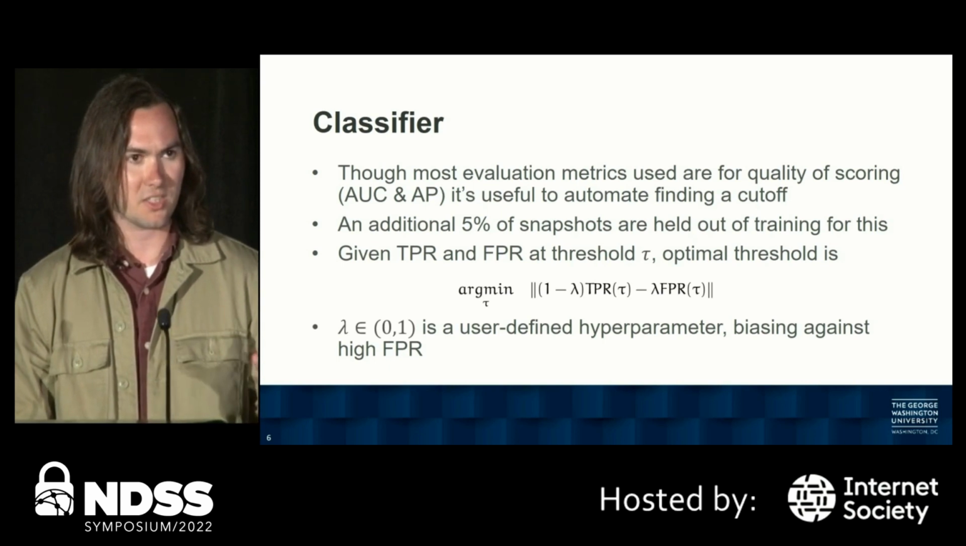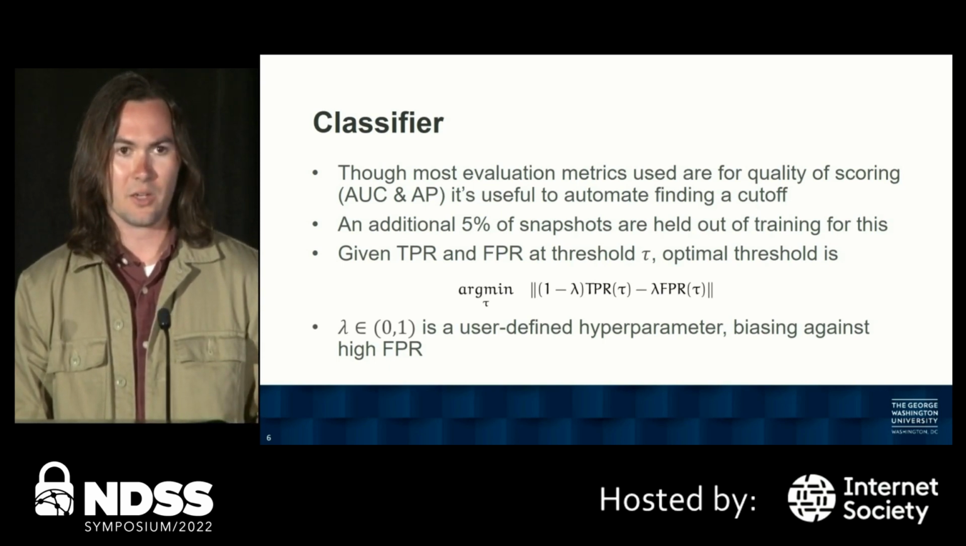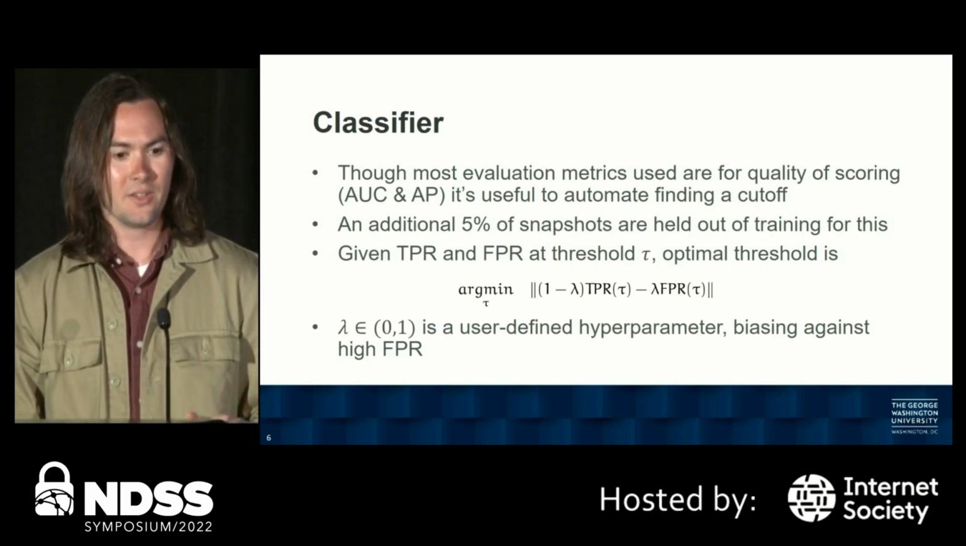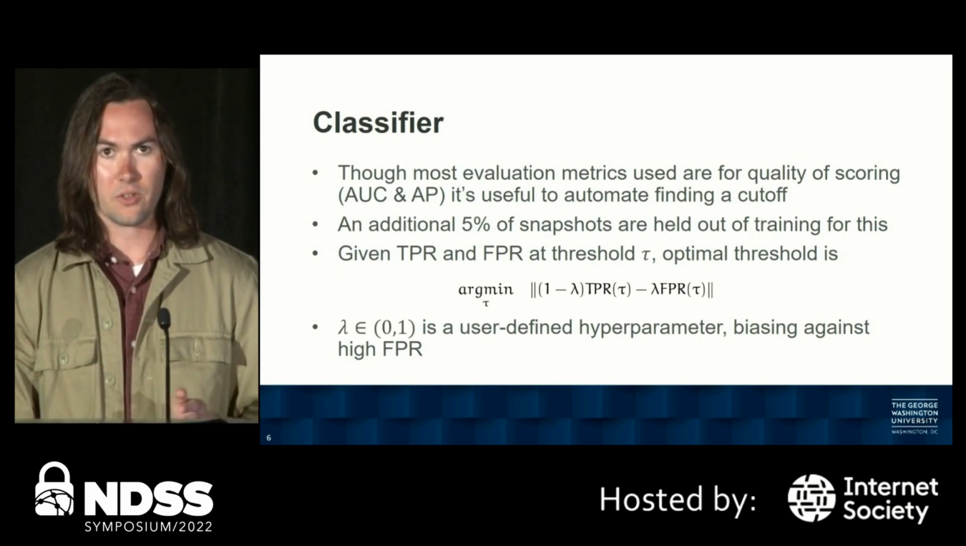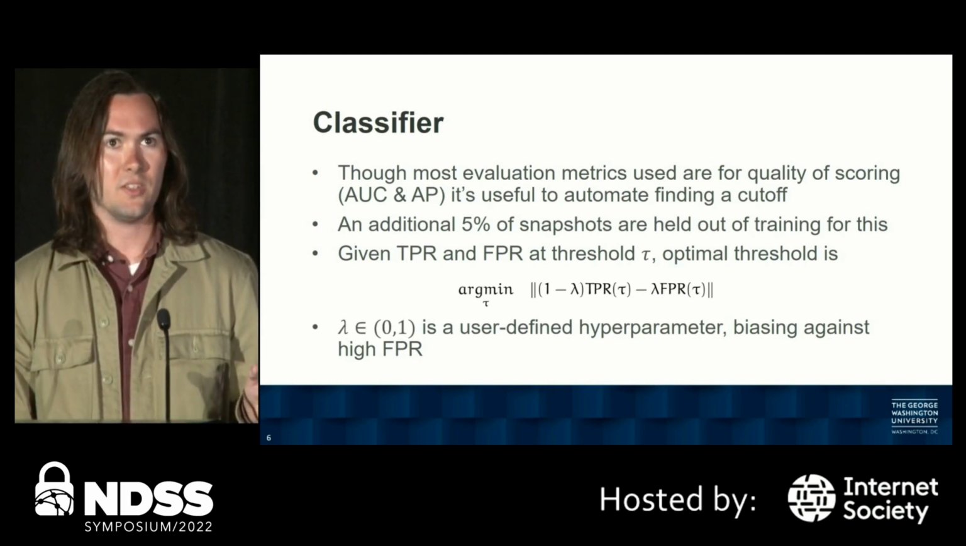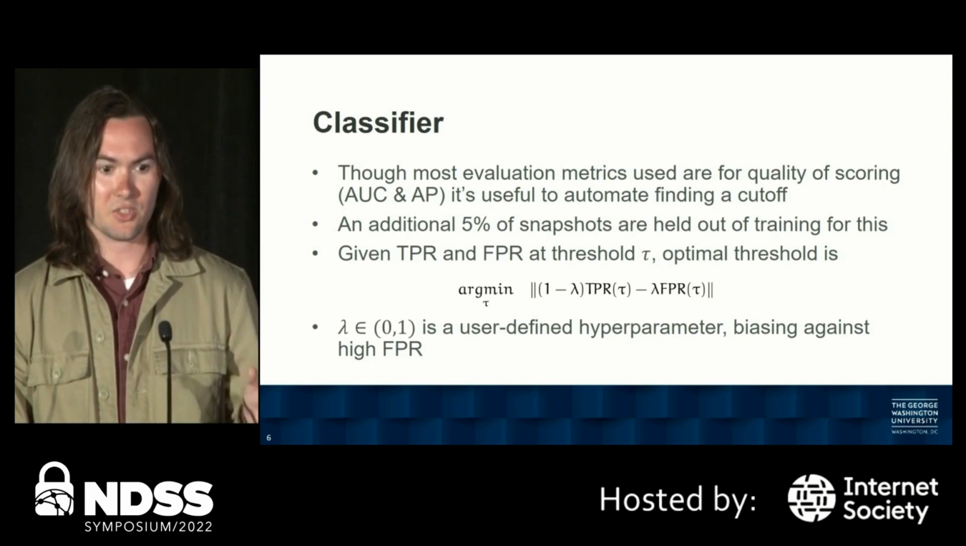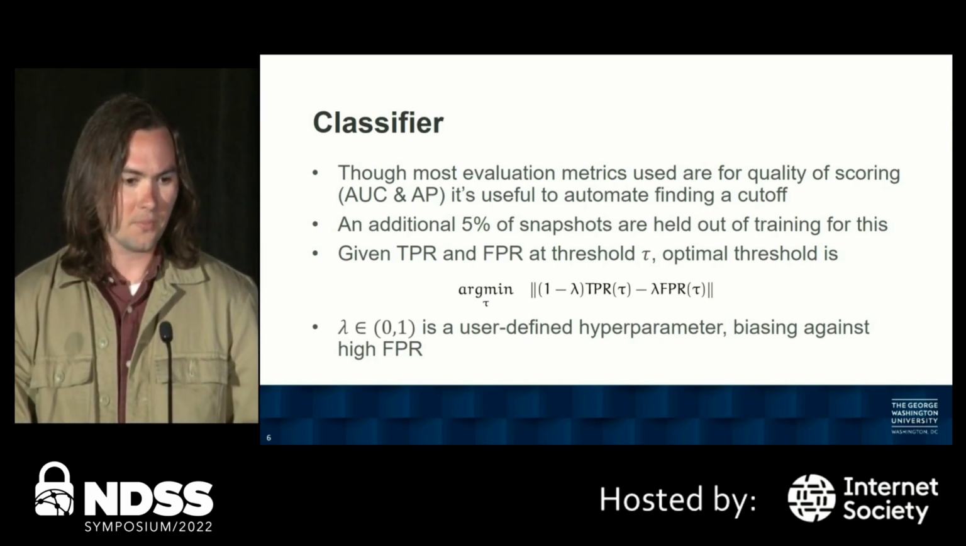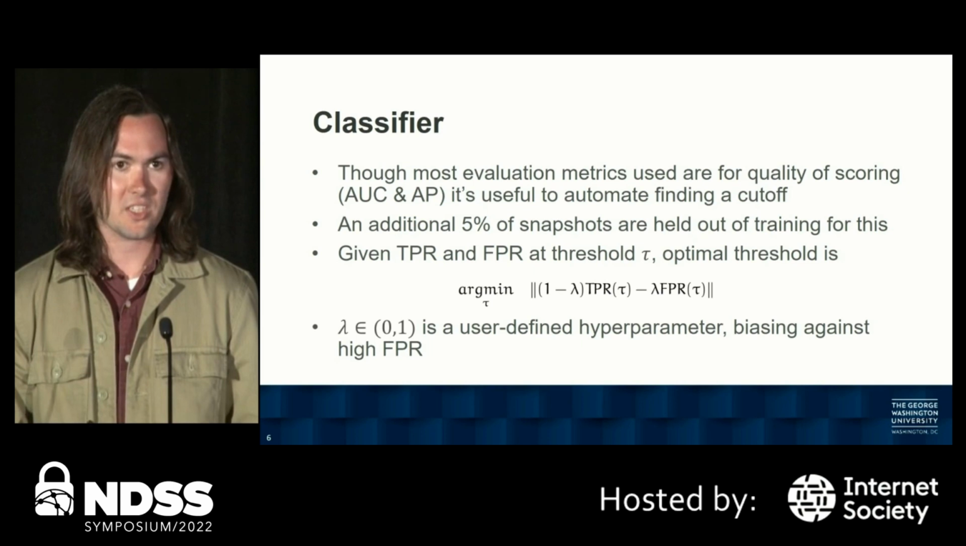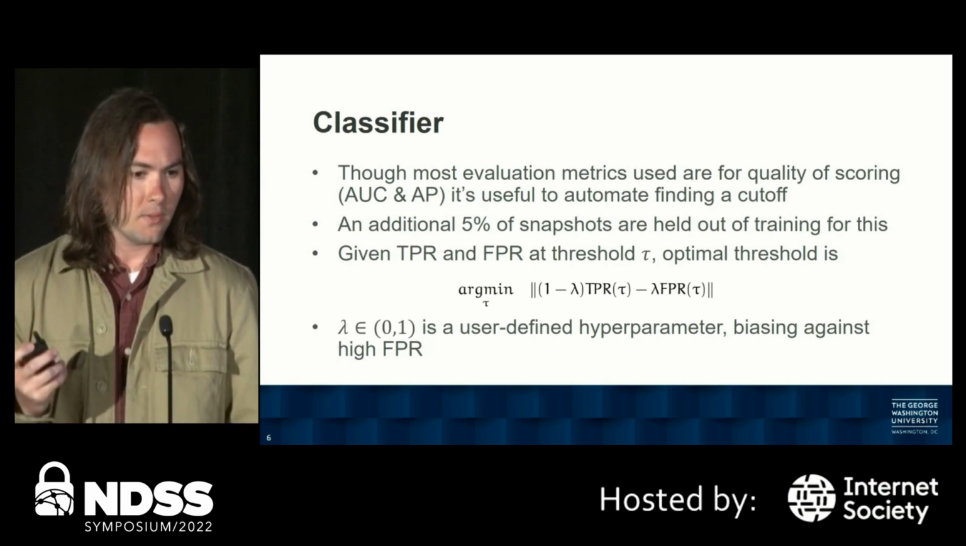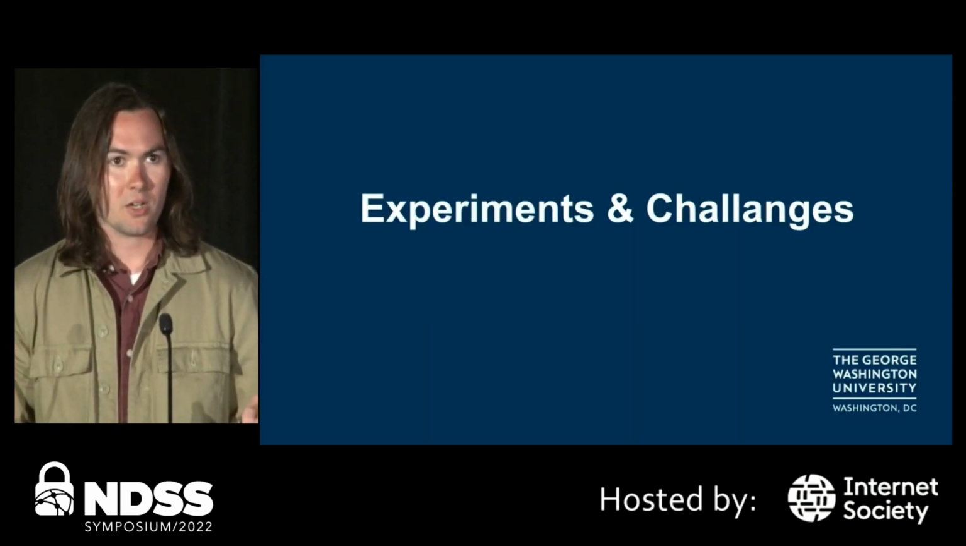It's 5% of the snapshots that we know for sure are benign. We run Euler and calculate the scores for a bunch of edges and a bunch of non-edges, and then according to that little formula right there, that's how we set the threshold. So let's get into the actual experiments that we did.